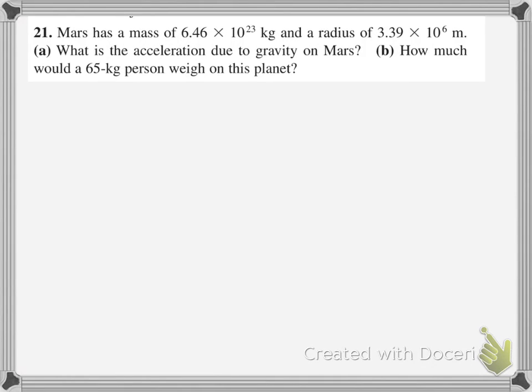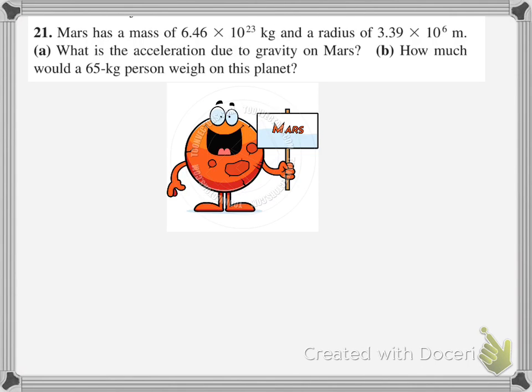Okay, so let's look at some problems. Mars has a mass of 6.46 times 10 to the 23rd kilograms and a radius of 3.39 times 10 to the 6 meters. What is the acceleration due to gravity on Mars, and how much would a 65 kilogram person weigh on this planet? Now, in order to answer B, we have to answer A first.